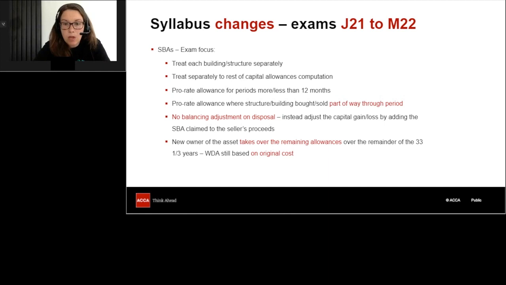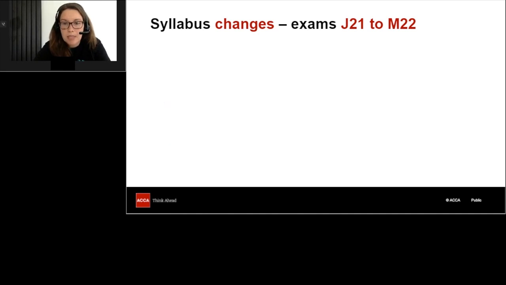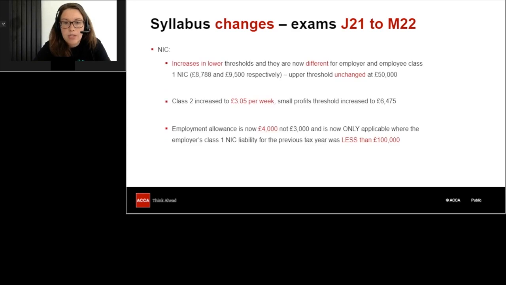And what I'll do now is I'll just get going on to the next part that we're going to look at, next part of syllabus changes, which is around national insurance contributions.